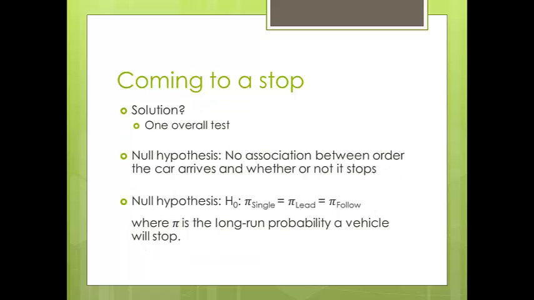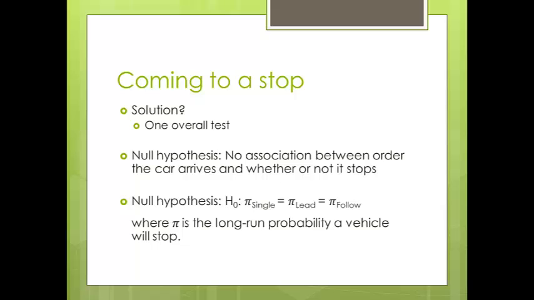So what's the solution? Because we'd like to minimize the chances that we make these kinds of mistakes, these type 1 errors, these false positives. Well, the solution is to do only one overall test at the beginning and control the type 1 error rate at that point with the significance level. Let's talk about how to do that.